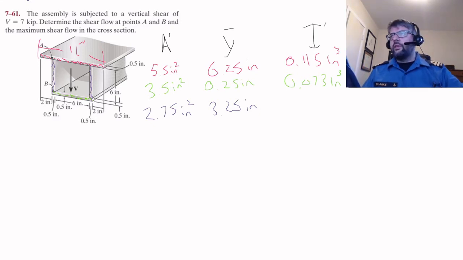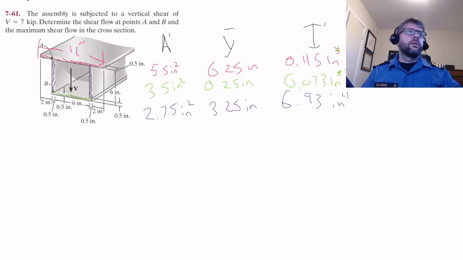So, like I said, probably didn't need the 3 decimal places for the previous ones. 6.93 inches to, wait, inches to the fourth. What am I doing here? That's inches to the fourth for each of those, not inches to the third. My bad. Sorry about that.